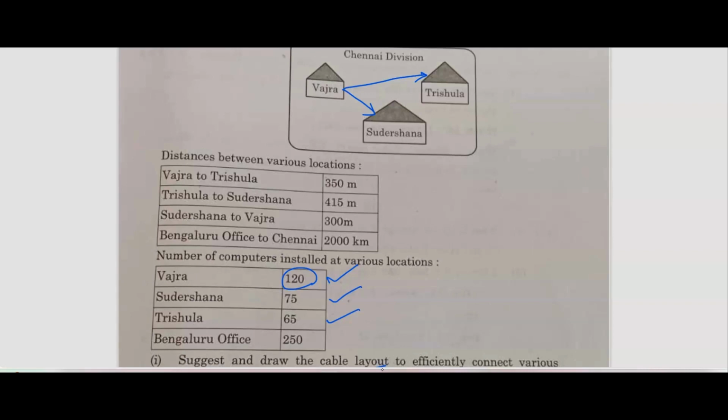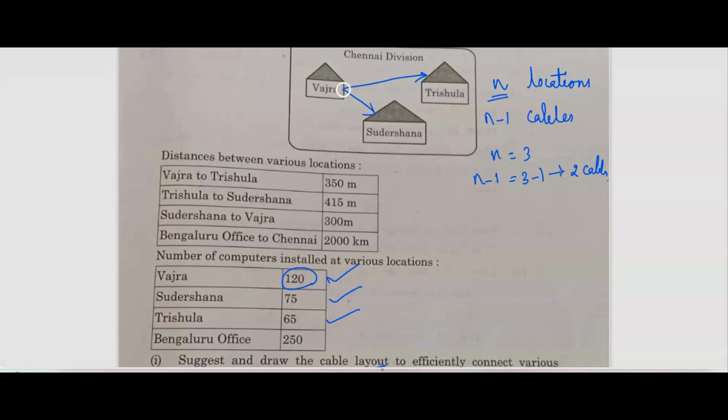If we have n locations, you have to connect them with n minus 1 cables. Here n represents the number of locations. The number of locations given here is 3, so n is equal to 3, which is Vajra, Trishula and Sudarshana. So we need n minus 1 wires, which is 3 minus 1. So we need 2 cables.